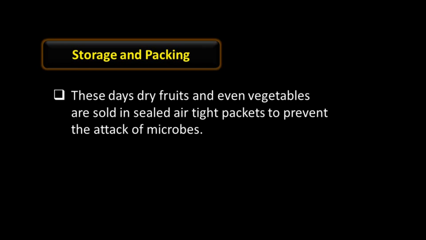Storage and packing. These methods are also important for preservation of food for a longer time. These days, dry fruits and even vegetables are sold in sealed airtight packets to prevent the attack of microbes. Airtight packets mean microorganisms cannot enter this type of pouch or packet. So these food items can be preserved for a longer time.